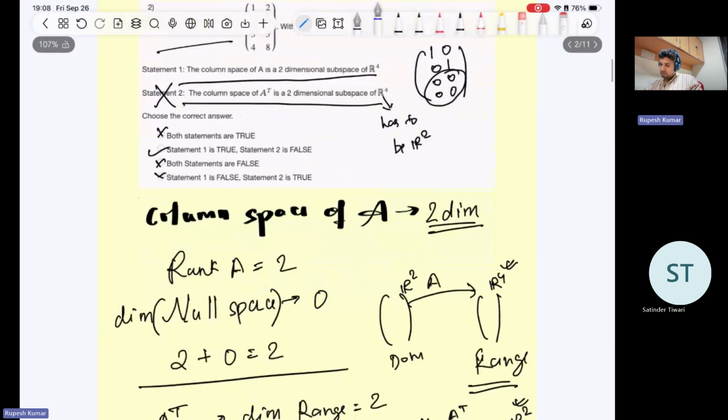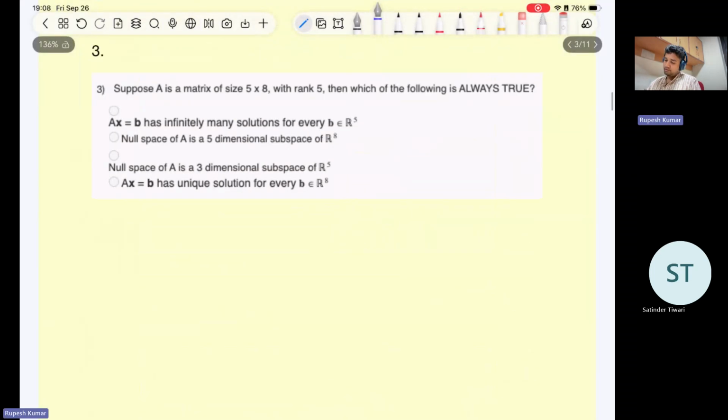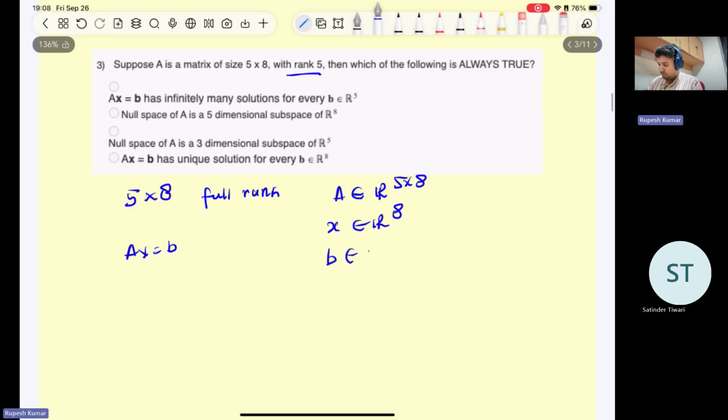Question 2 was covered in the previous lecture itself. Move on to question number 3. Suppose A is a matrix of size 5 comma 8. Fine. So we have a 5 cross 8 matrix. It's full rank because rank is 5, right? Then which of the following is always true? Ax equals B has infinite solutions, right? A is 5 comma 8, so A belongs to R5 cross 8. X belongs to R8 and B belongs to R5, right? Now the question is Ax equals B has infinite solutions.